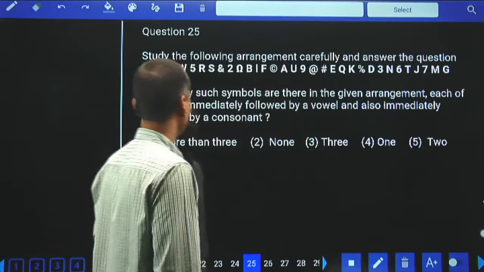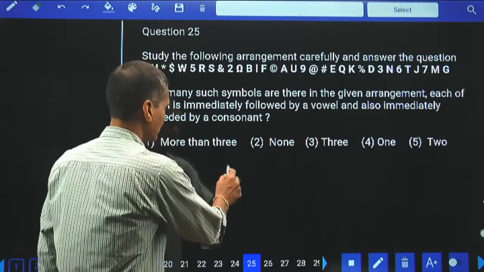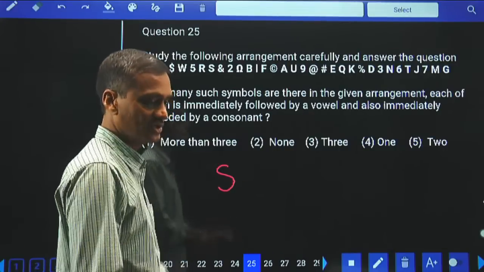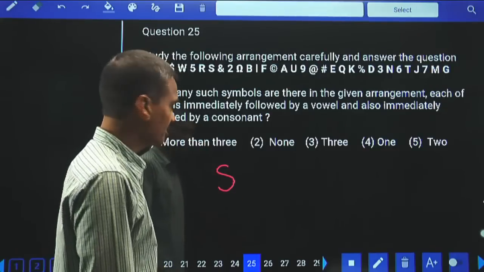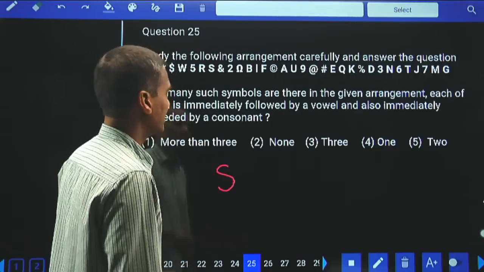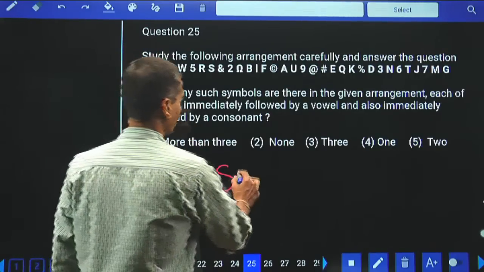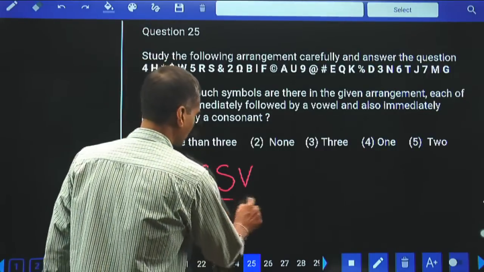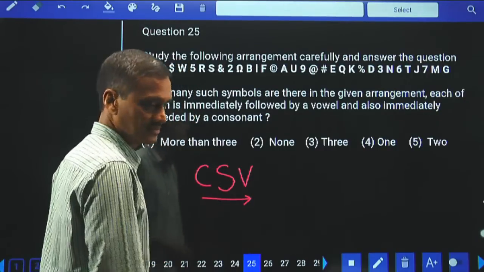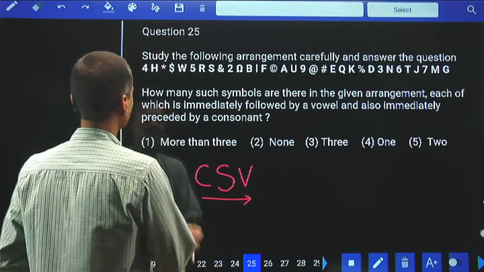Now tell me what is 25 here. How many such symbols? Now in these type of questions, first we need to represent the data like this. Symbol. I am representing symbol with S. How many symbols are there in the given arrangement, each of which is immediately followed by a vowel and immediately preceded by consonant? That means consonant, symbol and vowel.